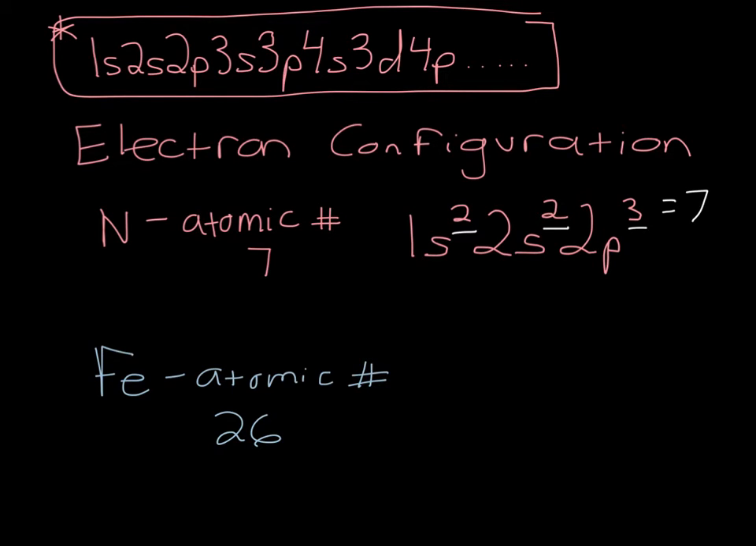Now the electron configuration for iron is a bit longer because it has 26 electrons to put in place. So we start with 1s again, so we're at 1s2, because iron is not in the 1s block. We write 2s2, iron is not in the 2s block.